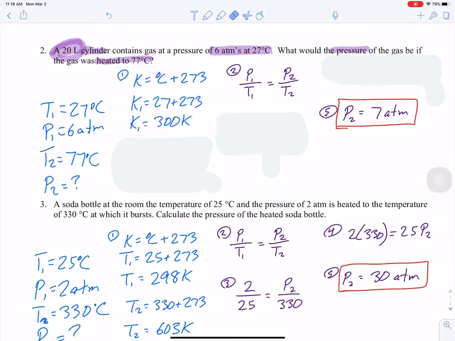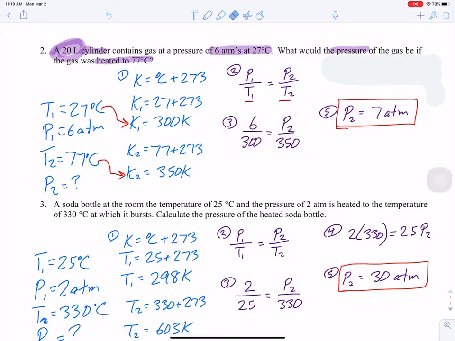So I'm going to use my equation to change, or convert. So 27 plus 273 gives me my new T1, and 77 plus 273 gives me my new T2 that I can plug in to my equation as T1 and T2. Right, we know P1 was 6. Just like that last homework, if we're solving for P2, we need to cross multiply. So 6 times 350 gives us 300 times P2.